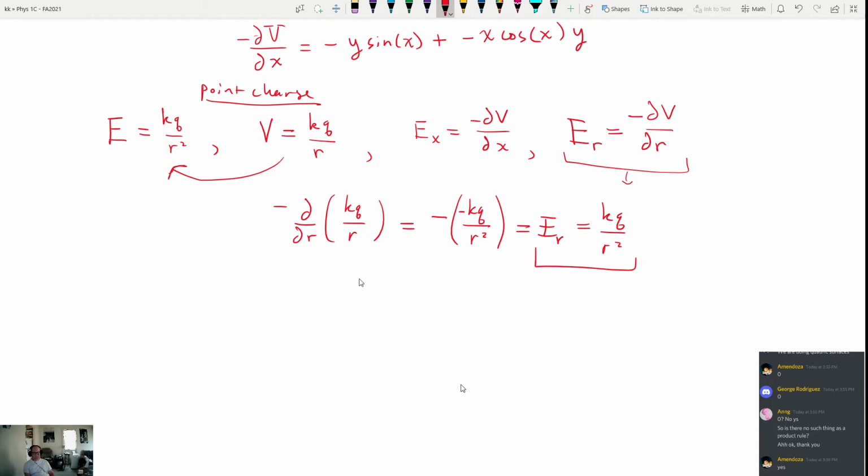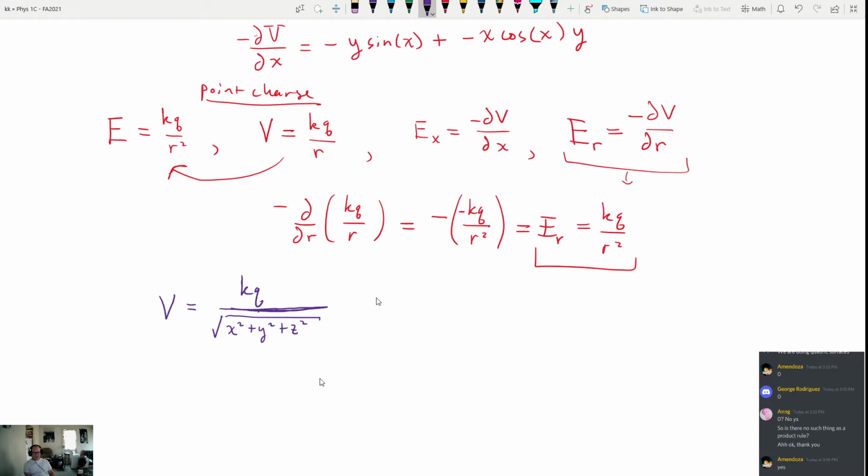That's not that surprising. Well, what if we wrote it in a more complicated way? Just to prove to you that this really does work. So let's try it a different way. Let's see if it works too. So if I take V is equal to kq, and I let r be equal to this. That's what r is after all, right? Defined from a coordinate system, that's what r would be, right?